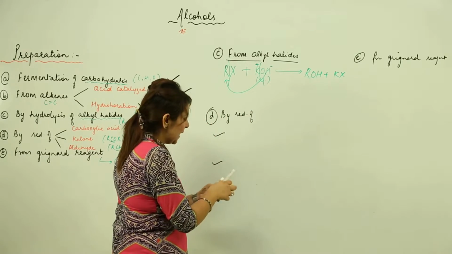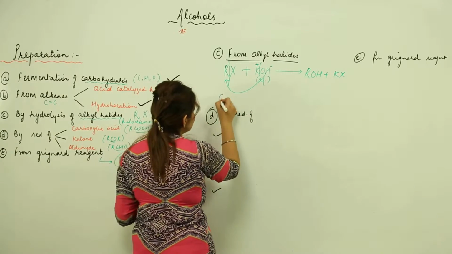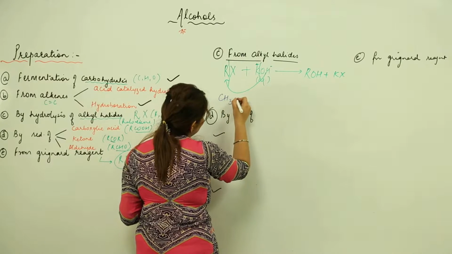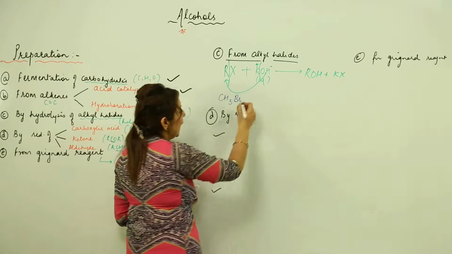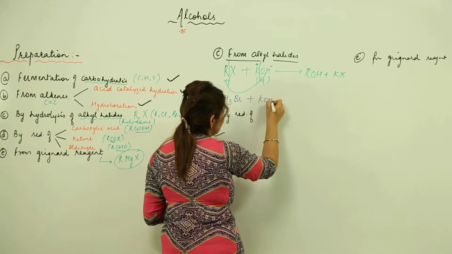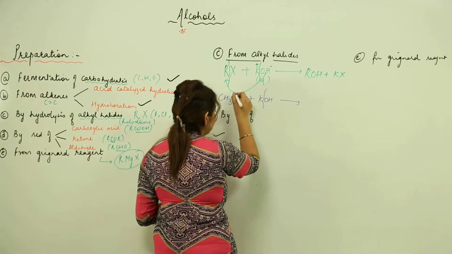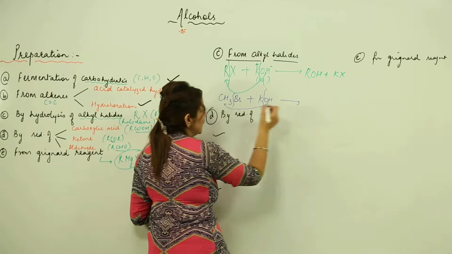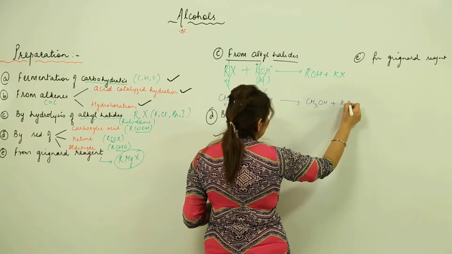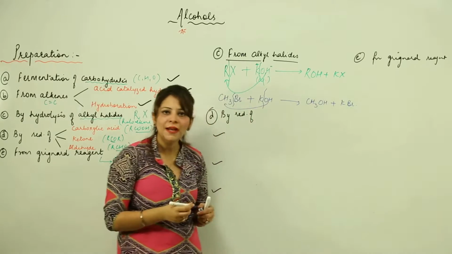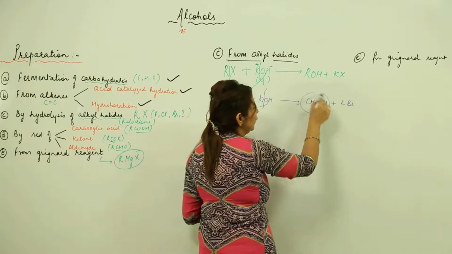Let's take up some example. Suppose this is my CH3Br, that means methyl bromide. I am going to add KOH. So this is going to break in this way and this OH is going to attach here. So as a result I get methanol, and along with that I get potassium bromide. So here is our alcohol what we were looking for.